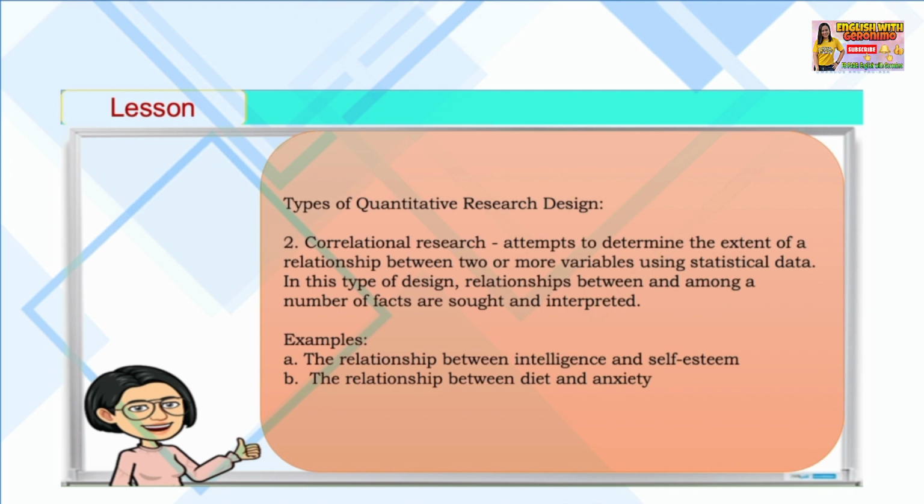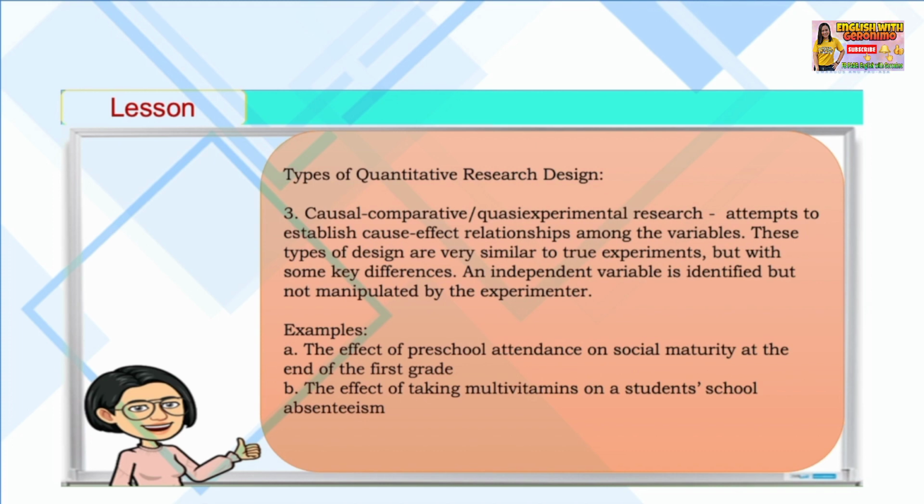For examples, letter A, the relationship between intelligence and self-esteem. Letter B, the relationship between diet and anxiety. The third type of quantitative research design is causal comparative or quasi-experimental research. It attempts to establish cause and effect relationships among the variables. These types of designs are very similar to true experiments, but with some key differences.